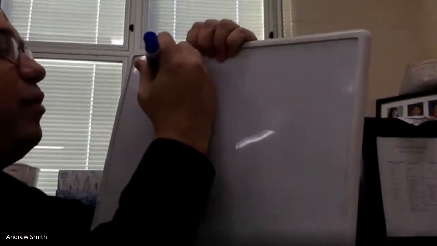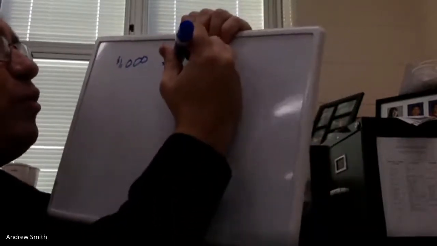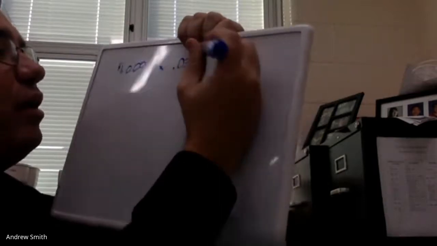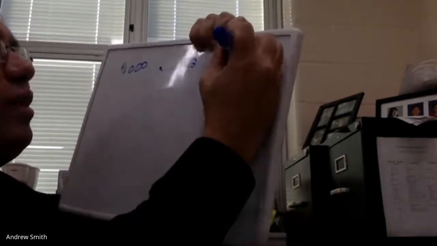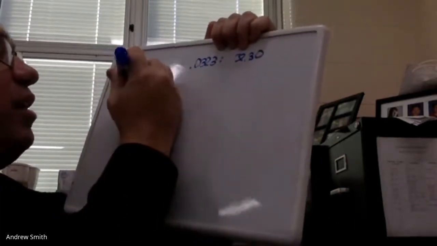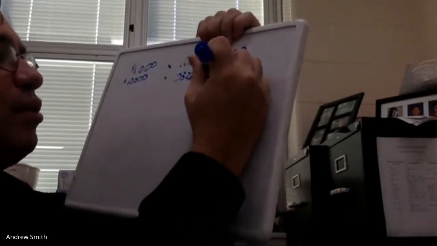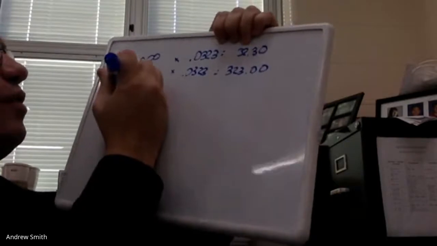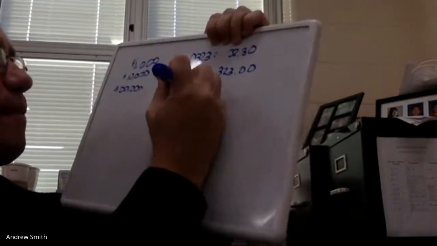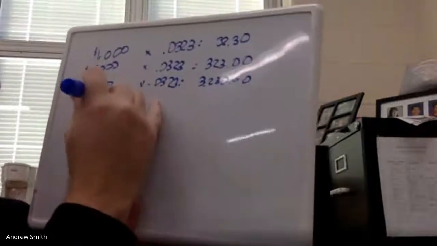So again, here, let's take a person making $1,000, okay? In Indiana, we have a 3.23% state income tax. So let's just use that here. So somebody making $1,000 would pay $32.30 in taxes, okay? Somebody making $10,000 would pay $323. Somebody making $100,000 would pay $3,230, okay?